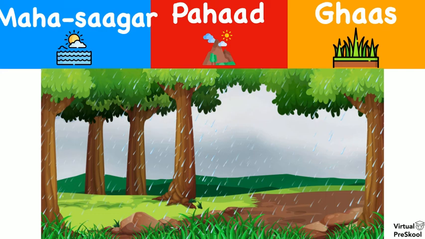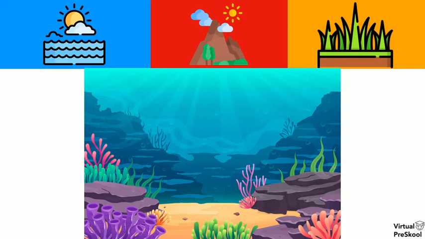When there is barish, what will grow? What will become lamba, more tall? Will the Mahasagar become more tall when there is barish? Will the Pahad become more tall when there is barish? Or will the ghas become more tall when there is barish? The ghas, right? The grass will get taller when there is barish.